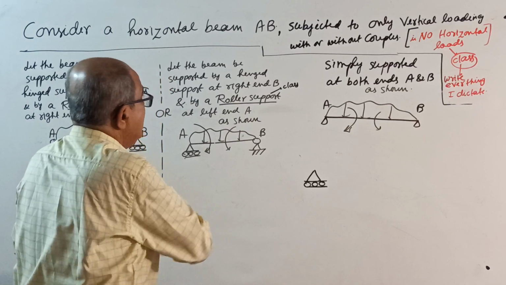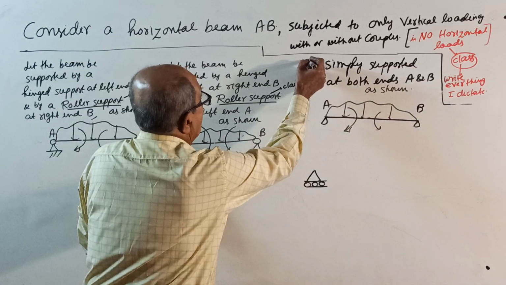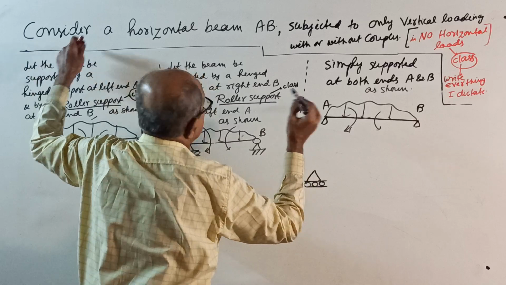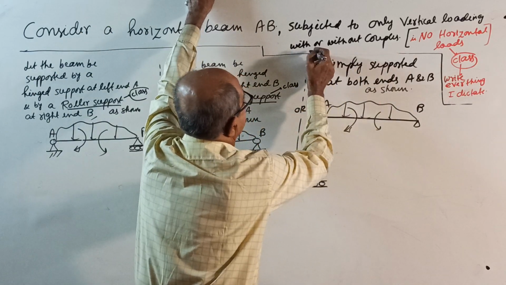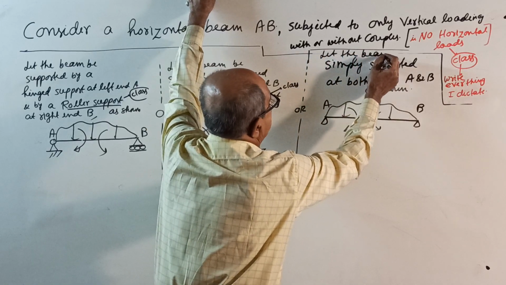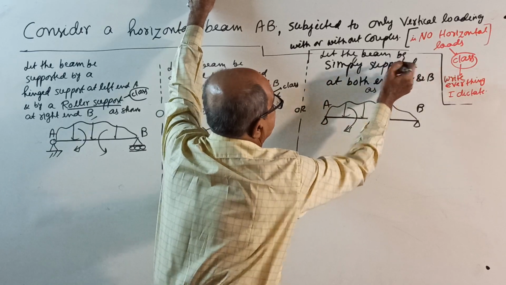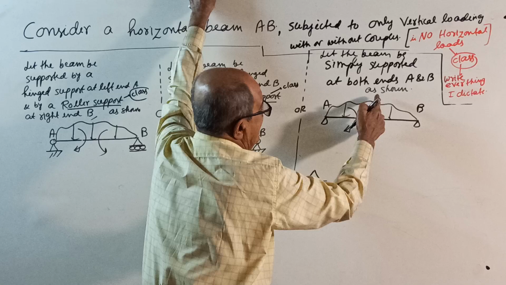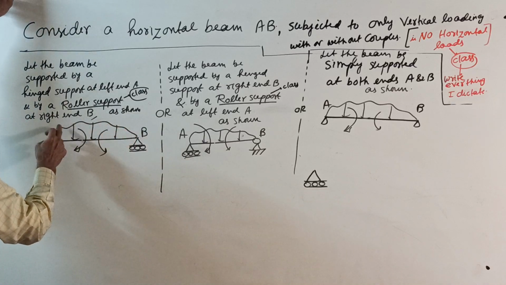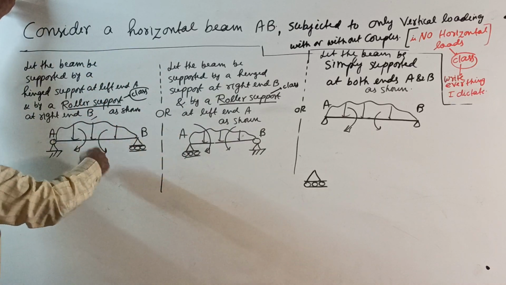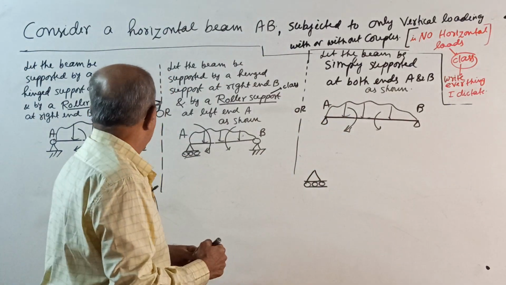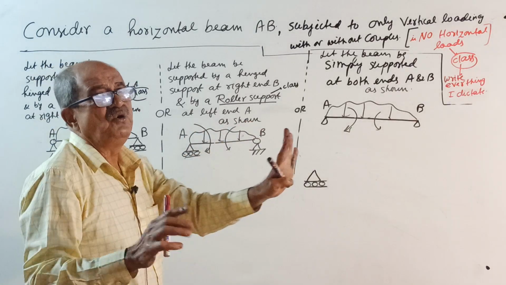Now, one more case: let the beam be simply supported at both ends A and B, as shown. Some random vertical loading, with or without couple. The couple may be there or may not be there. Now, some statements you write outside.